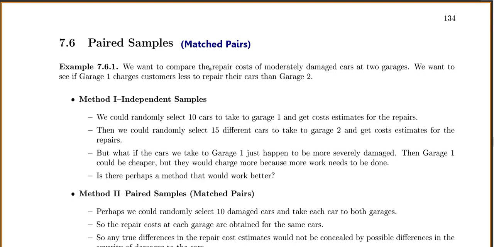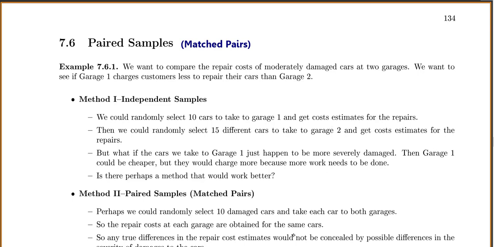There are two different ways you could do this. The first one is you could do what's called independent samples. Remember, independent samples means they don't affect each other at all. So we can randomly select 10 cars to take to Garage 1 and get cost estimates for the repairs. Then we can randomly select 15 different cars to take to Garage 2 and get cost estimates for those repairs. And then we could just compare the results.